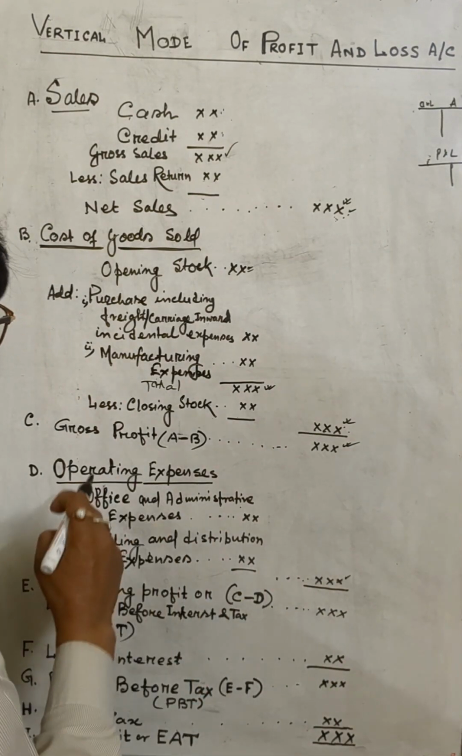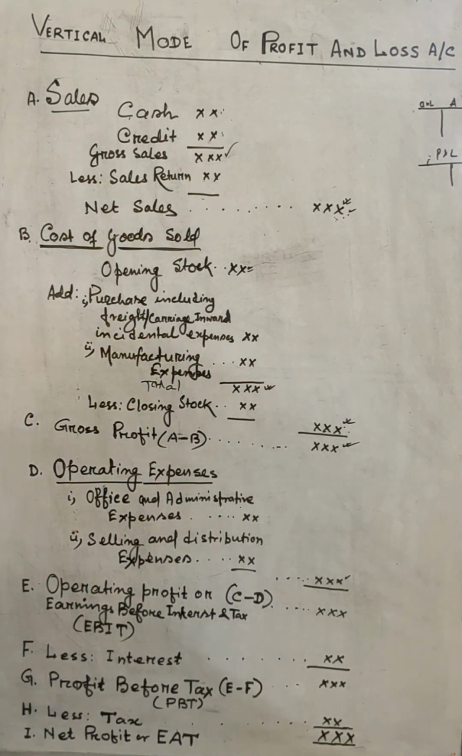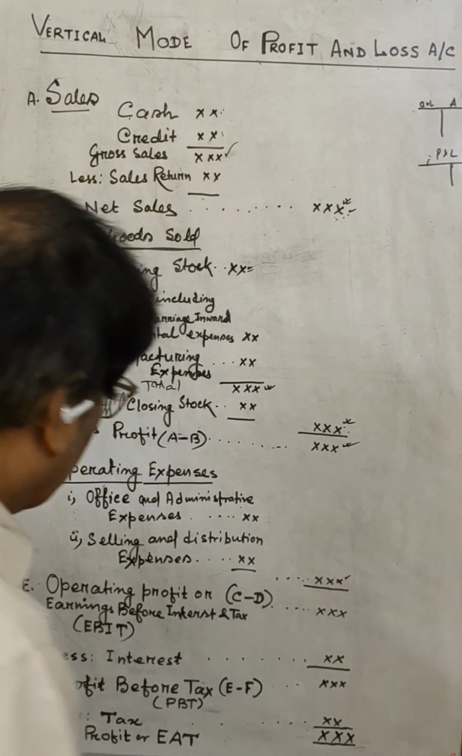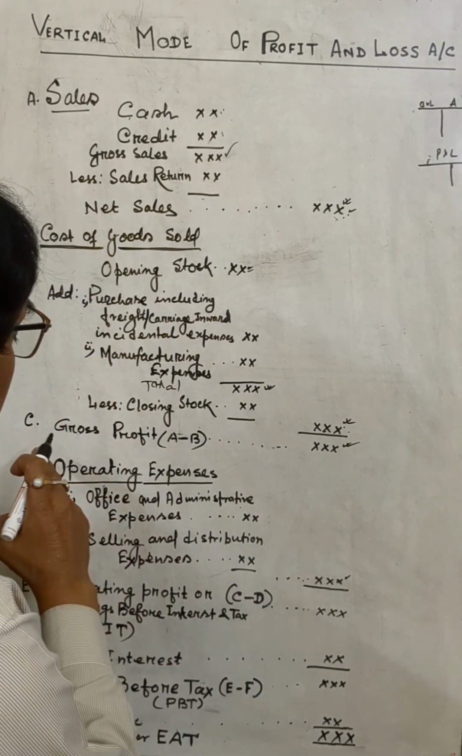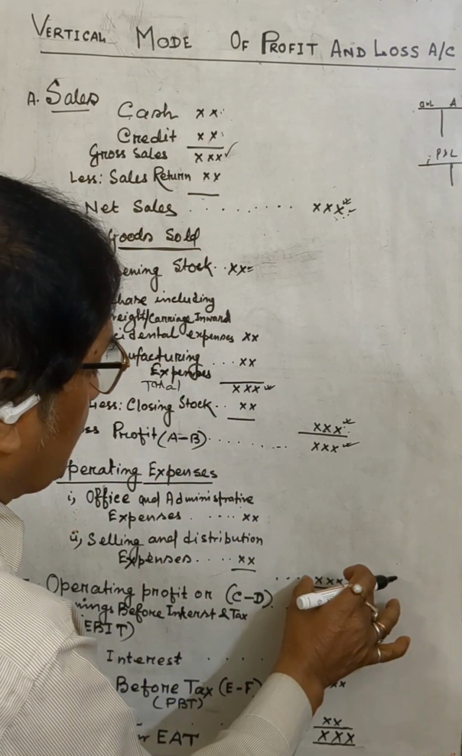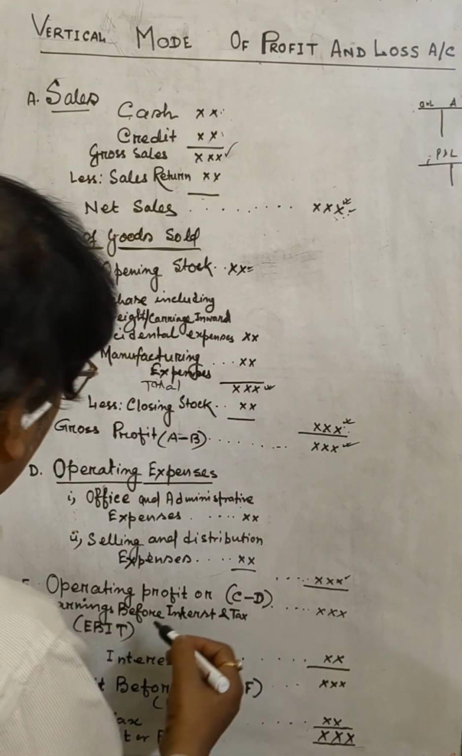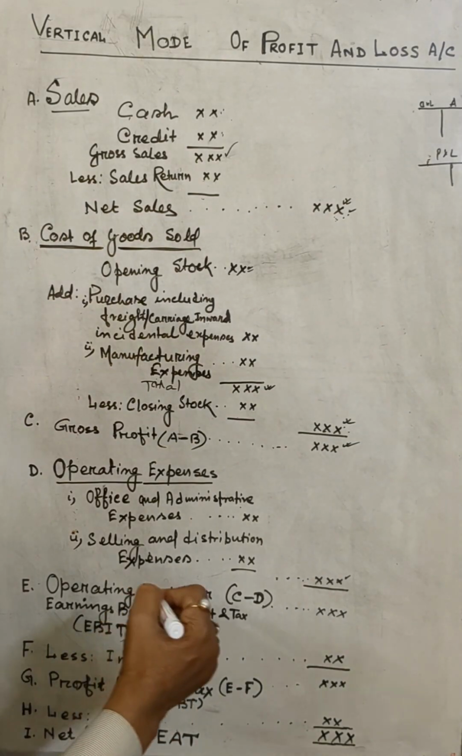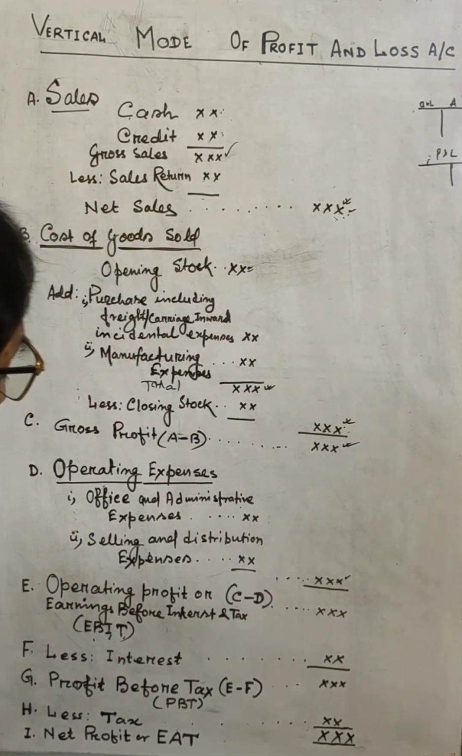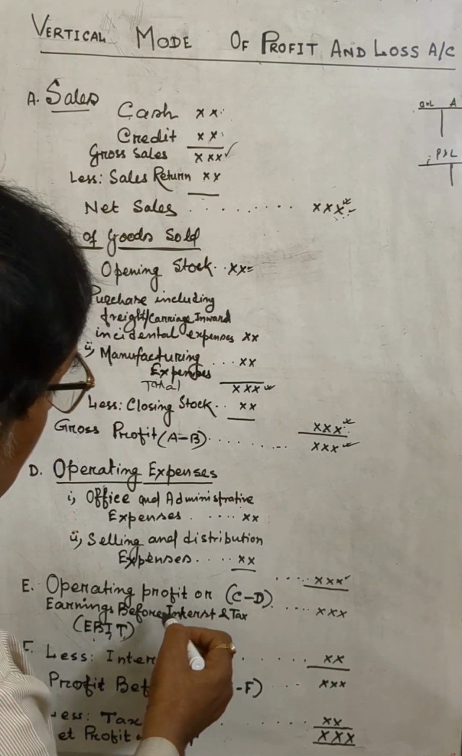That's why the data are kept systematically in vertical form. Now, if we subtract the operating expenses from gross profit, what will you get? Then you will get the operating profit. It is called operating profit, and it is calculated by subtracting D from C. That means you subtract the operating expenses from the gross profit. Another name of this is EBIT. Sometimes you will see it written in the form of EBIT. It is a very popular term. Earning before interest and tax and operating profit, both are the same.